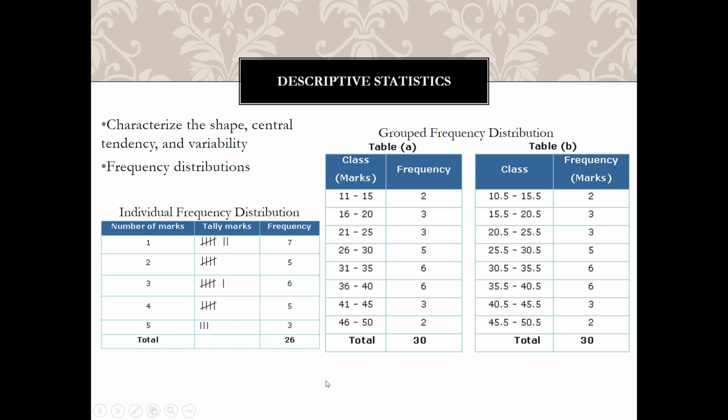The first one has just a hash mark for each number that represents each variable, and there are only 5 different responses to those variables, so it's pretty simple to just list the number of times for each of those responses. When your data is larger and maybe more complicated, you may find it more helpful to group the variables or the responses to the variables, and so then you'll have a grouped frequency distribution, and table A and B here are just examples of that.